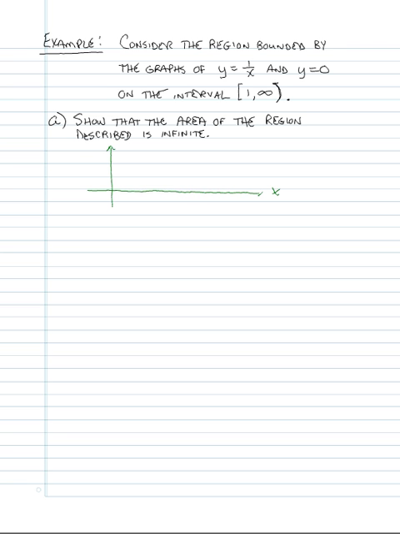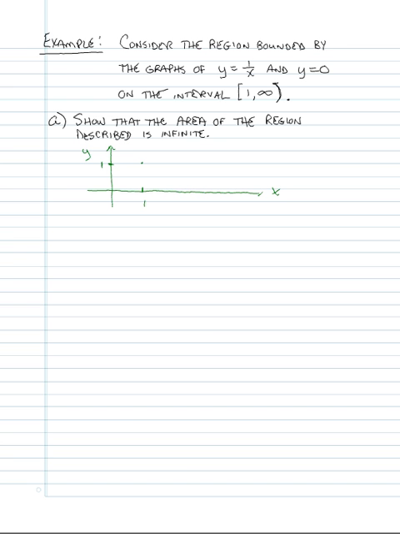X-axis, y-axis. Let's suppose, just so we have something to refer to, here is 1 for y, and so here is 1 for x, roughly. Okay, and so now we're considering x values from 1 to infinity. Okay, let's keep that in mind. That's the only part of the graph that we need to look at. And it's bounded by y equals 1 over x.